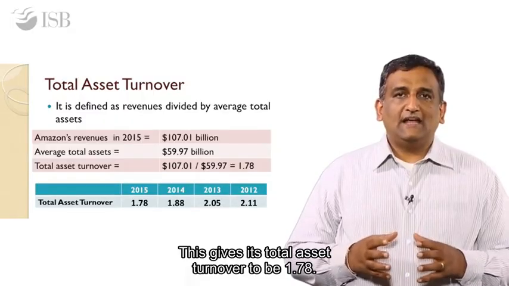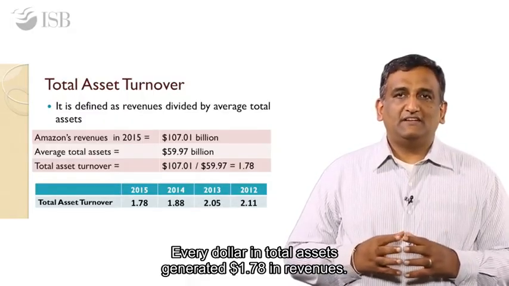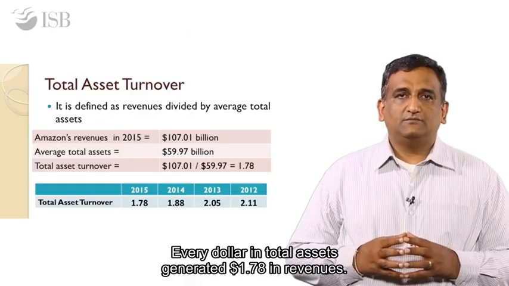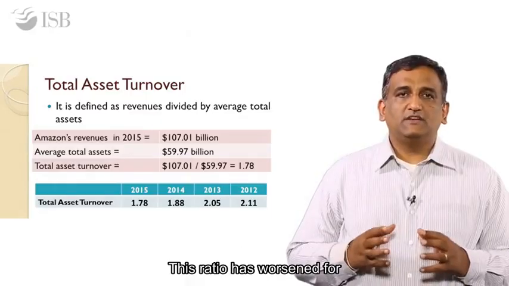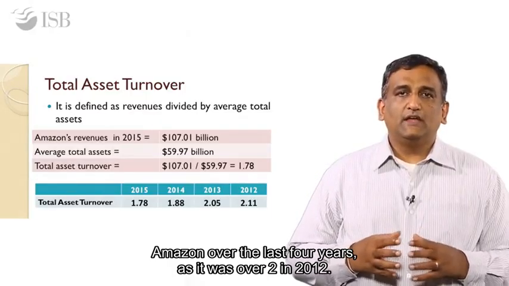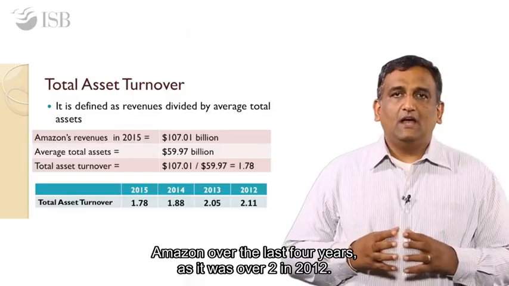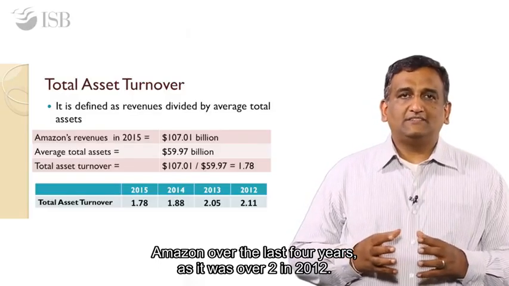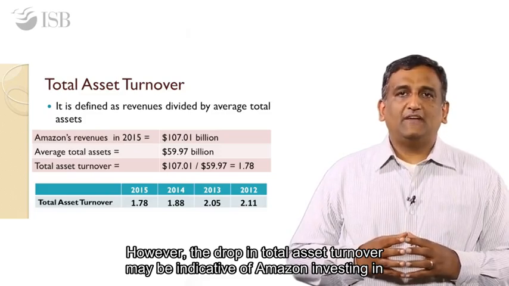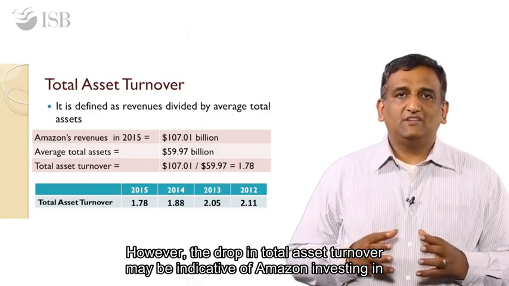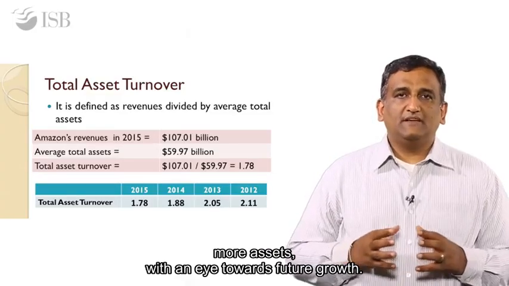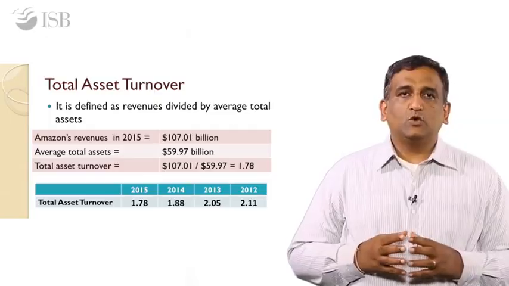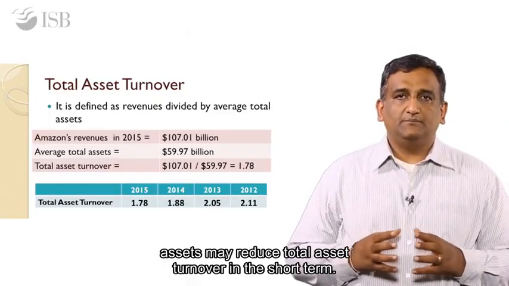Every dollar in total assets generated $1.78 in revenues. This ratio has worsened for Amazon over the last 4 years as it was over 2 in 2012. However, the drop in total asset turnover may be indicative of Amazon investing in more assets with an eye towards future growth. These long-term investments in assets may reduce total asset turnover in the short term.